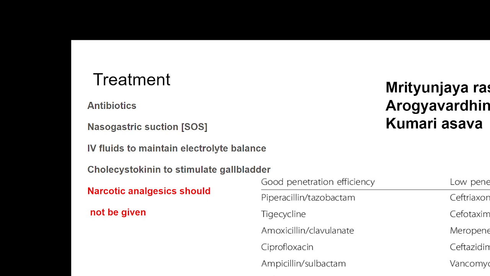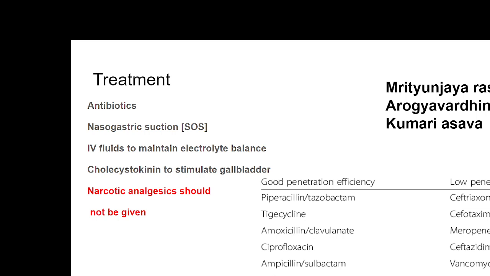Then nasogastric suction if necessary, and IV fluids to maintain the electrolyte balance. Now in those conditions where the gallbladder is non-functioning, cholecystokinin also could be administered as a standard protocol of the treatment. One of the important things is that analgesics may be indicated, but not the narcotic analgesics, the opium derivatives.